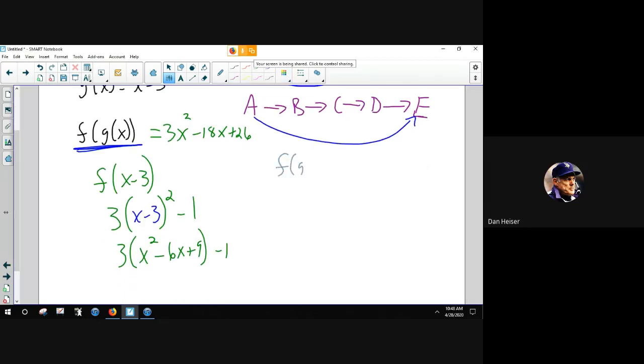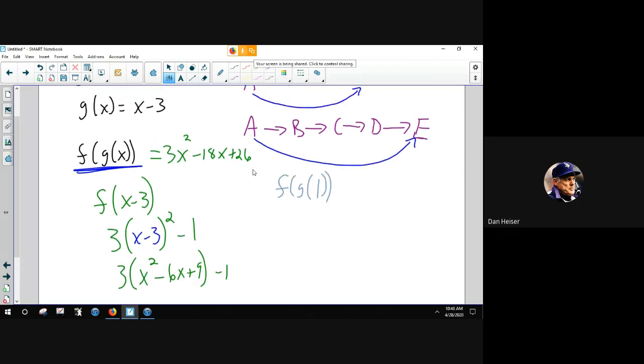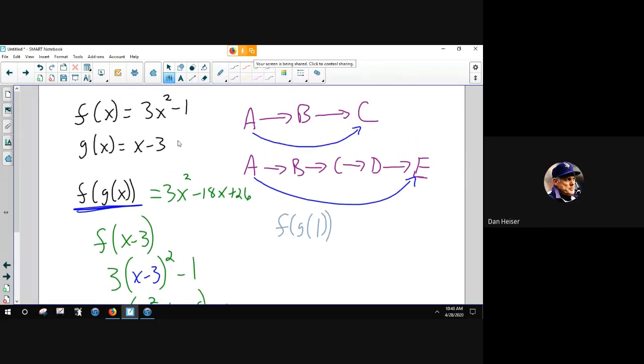Find f of g of, let's just pick an easy number, 1. I'm going to do this without using this. I'm going to pretend this doesn't exist yet. I'm going to find f of g of 1 this way. So I take g of 1, plug it in. 1 minus 3 is negative 2. Let's plug negative 2 into f. Squared is 4, times 3 is 12, minus 1 is 11.